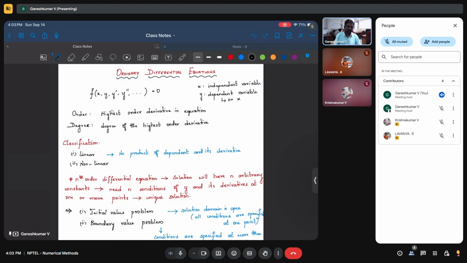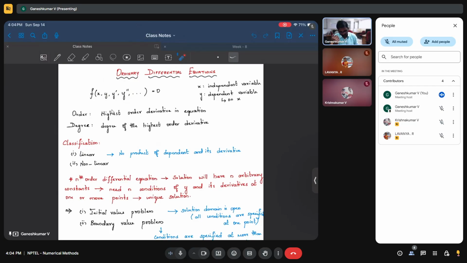I hope most of you know about ordinary differential equations because you must have studied them in other maths subjects. In fact, there is a dedicated mathematics course in the engineering syllabus. An ordinary differential equation can be written as a function of x, y, y dash, y double dash, where x is the independent variable and y depends on x. If it is just f of x comma y, then it's simply an equation. If that equation contains differential terms of y, then it becomes an ordinary differential equation.